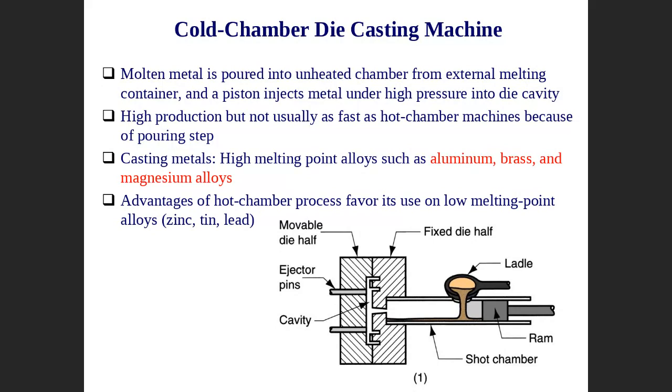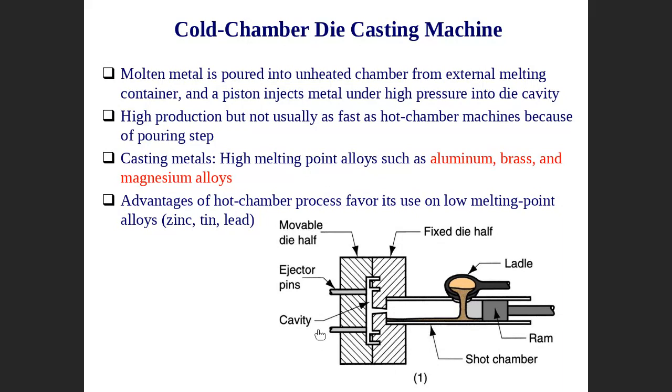Okay, so yeah, this is what they call a cold chamber, and this cold chamber actually can cast aluminium, brass, and magnesium alloys. If you realize that, you find that aluminium, brass, and magnesium alloys have a higher melting temperature than the others being used with the hot chamber. Hot chamber: tin, lead, and so on, lower melting temperature materials.